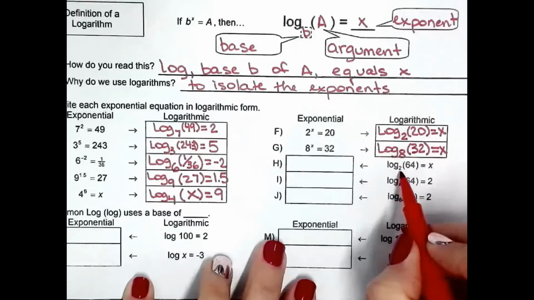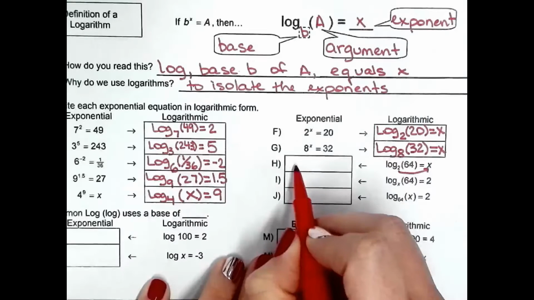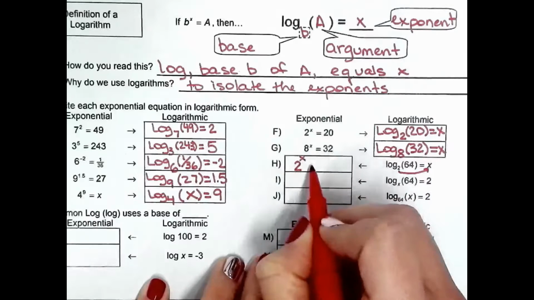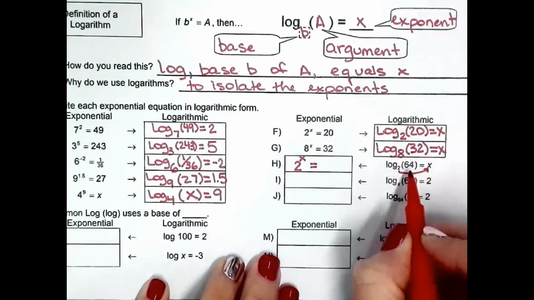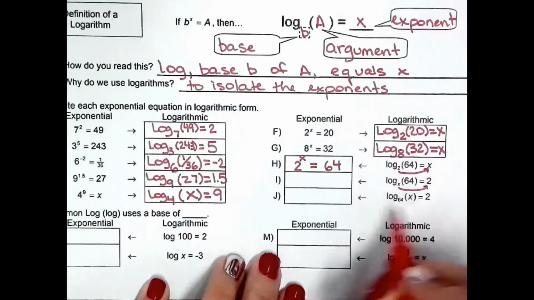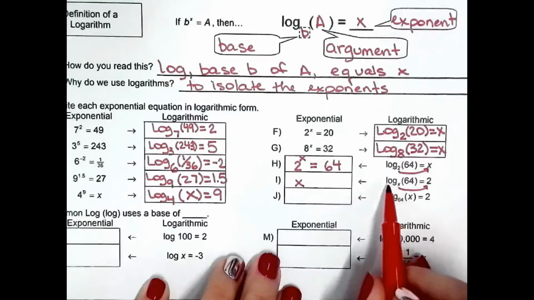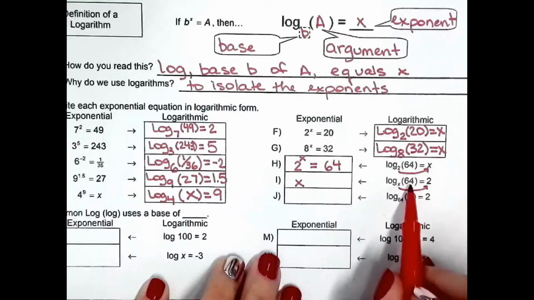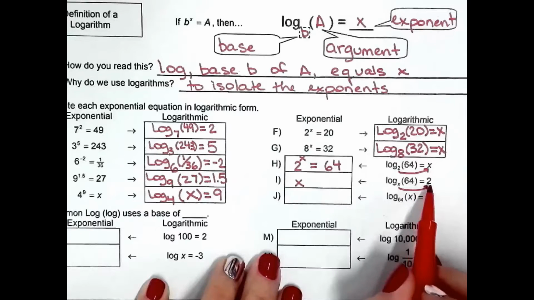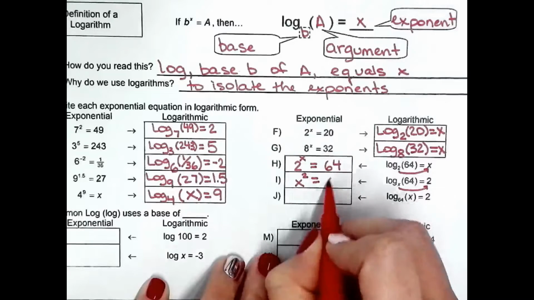Base is always the base. So this is the base. So base 2, x is the exponent, equals 64, or the argument. Again, x is the base, because that's the base right there. Log base x of 64 is 2. Therefore, x to the power of 2, or the exponent is 2, equals 64.